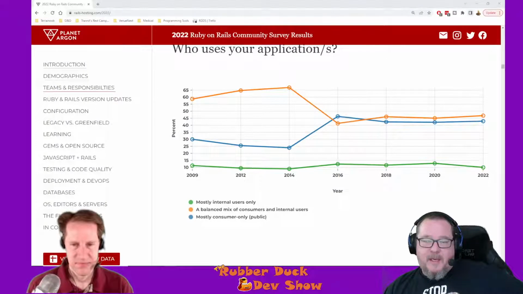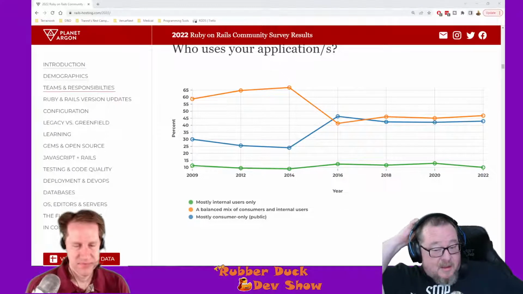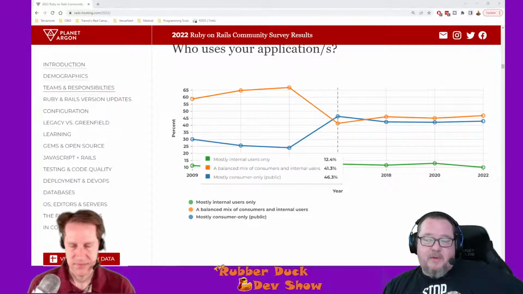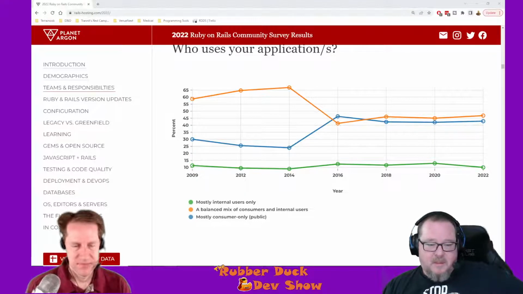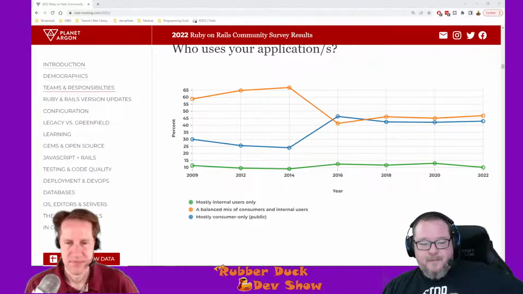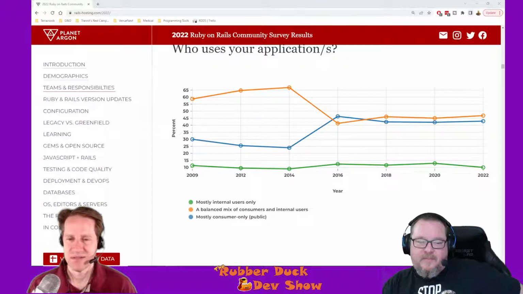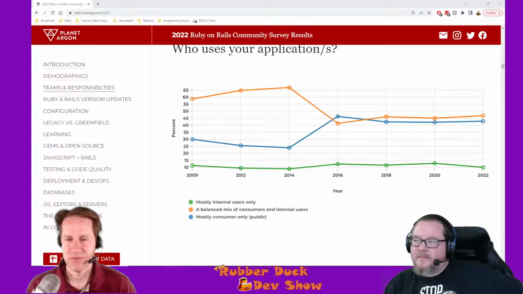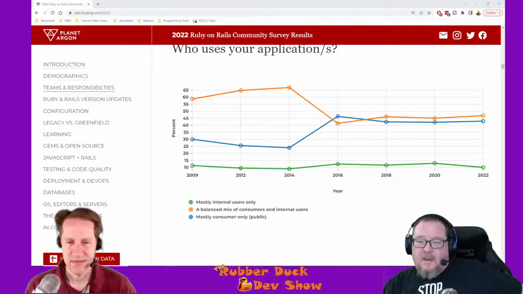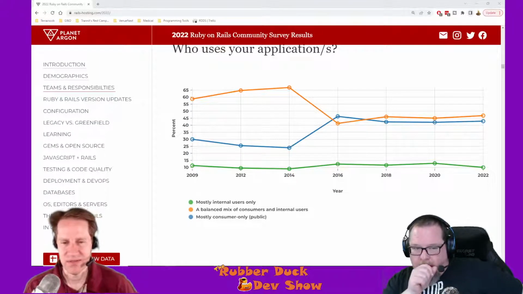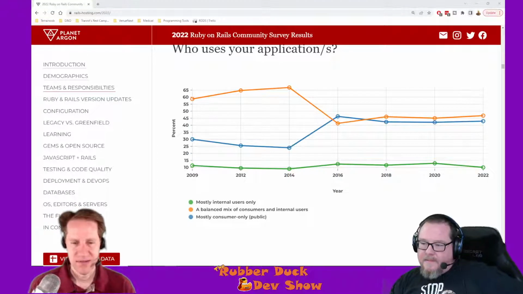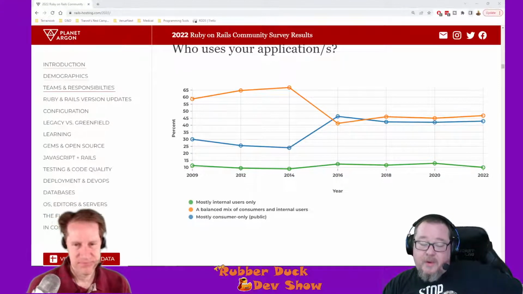Who uses your applications? So not a lot of people are doing internal only stuff, which doesn't surprise me. I was a little surprised by how many applications are split, like consumer and internal users. I thought they would be mostly public facing. I would have thought so too.